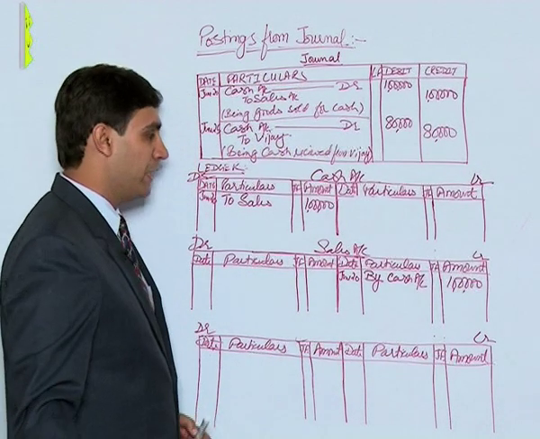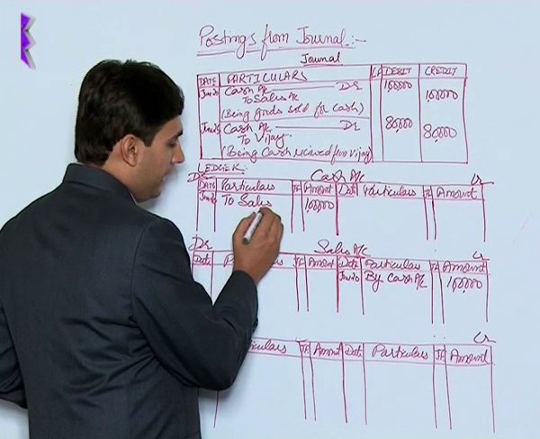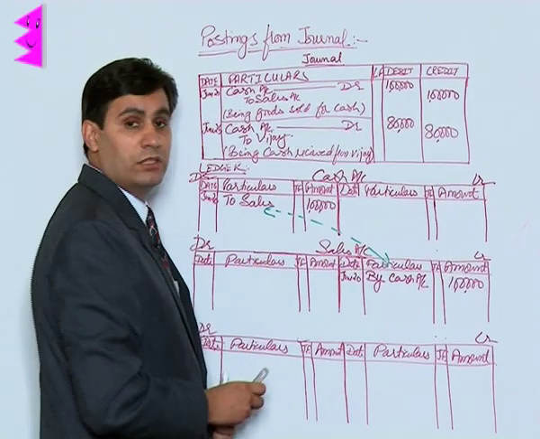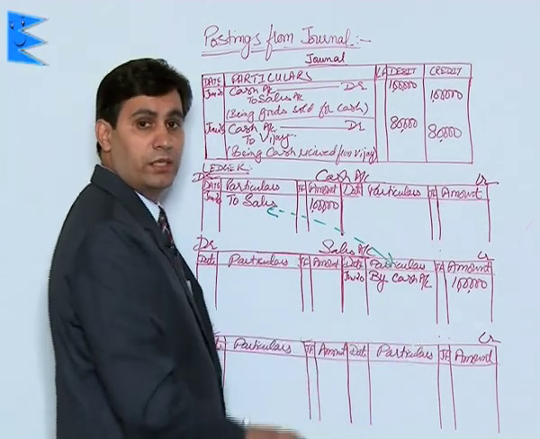Again, we must make sure that there is a cross entry. Cross entry means an entry on the debit side of one account is matched by an entry on the credit side of the other account. So in one account debit and in other account credit.